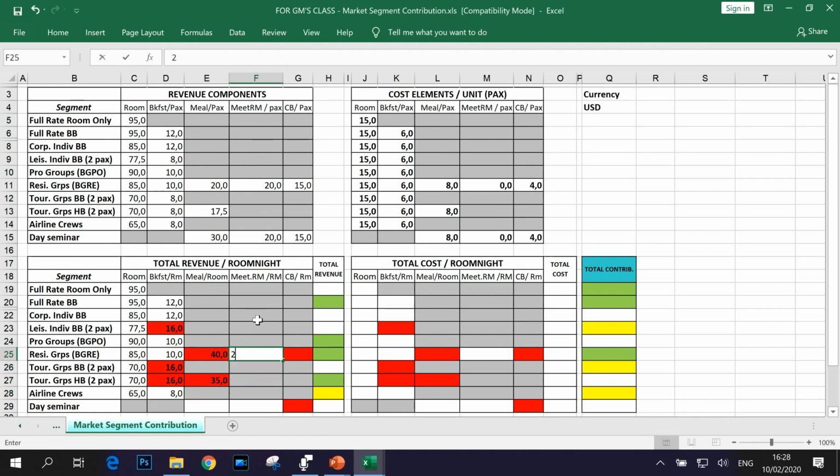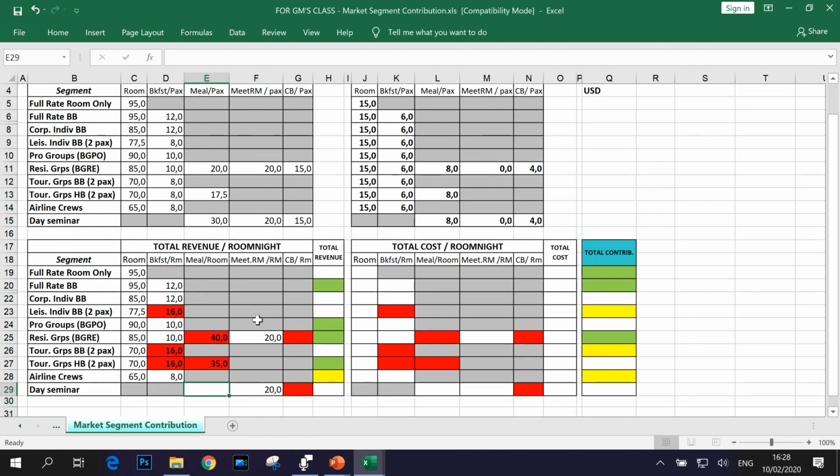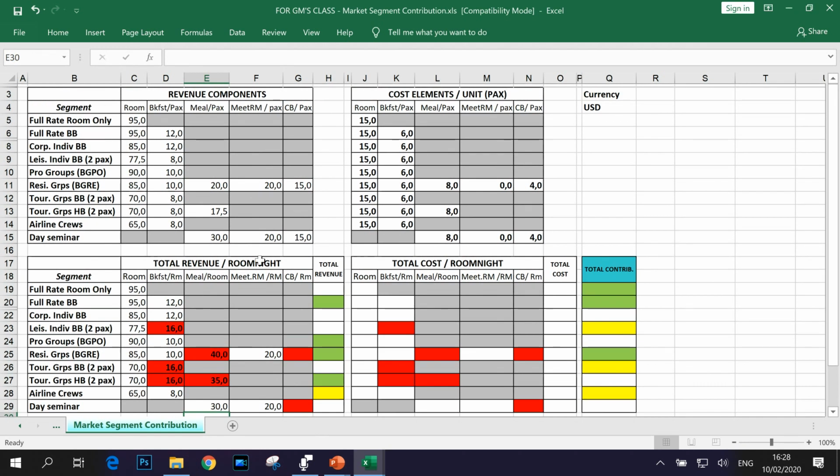Meeting room contribution will be the same. Sorry, we missed here. Day seminar meal should be 30. And coffee break. For the residential package, we have 2 coffee breaks, right? Morning coffee break and afternoon coffee break. So revenue contribution from coffee break will be 30, because 15 times 2. And then day seminar also has 2 coffee breaks. So revenue contribution should be 30.